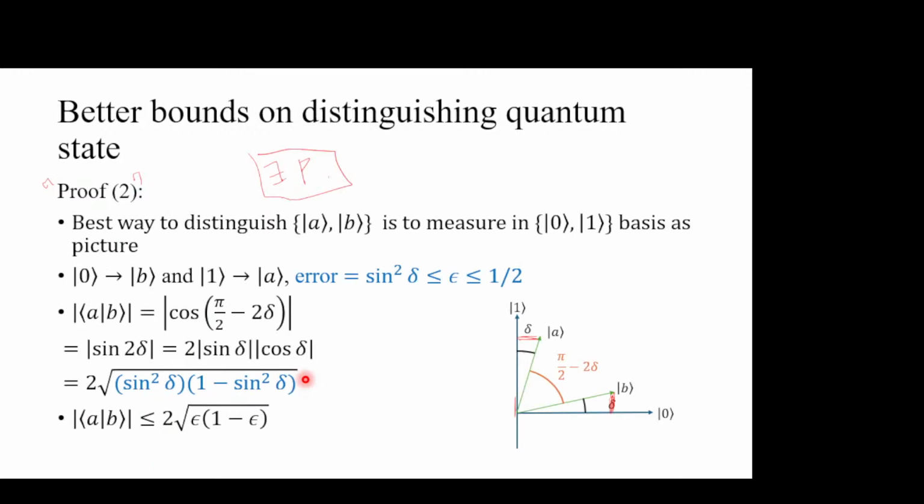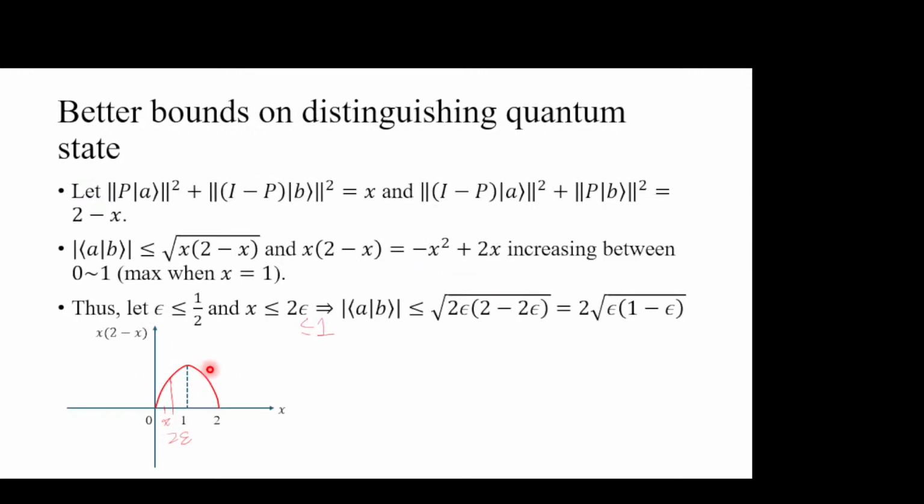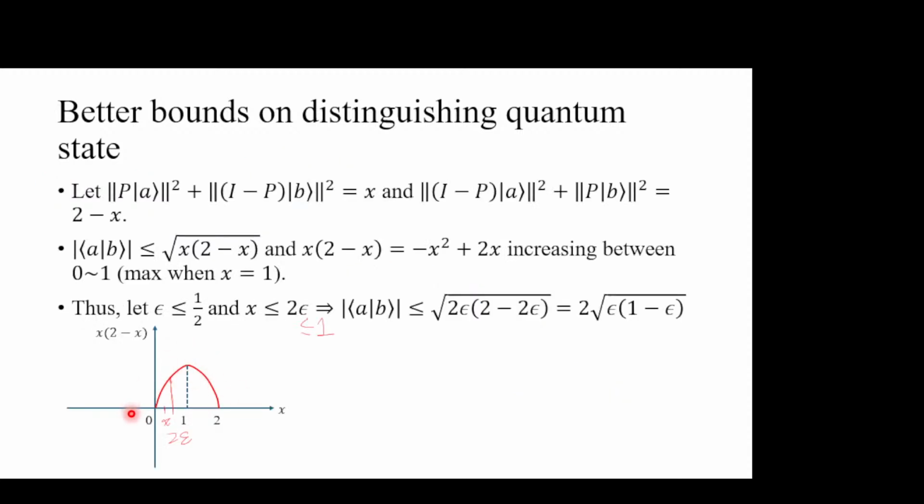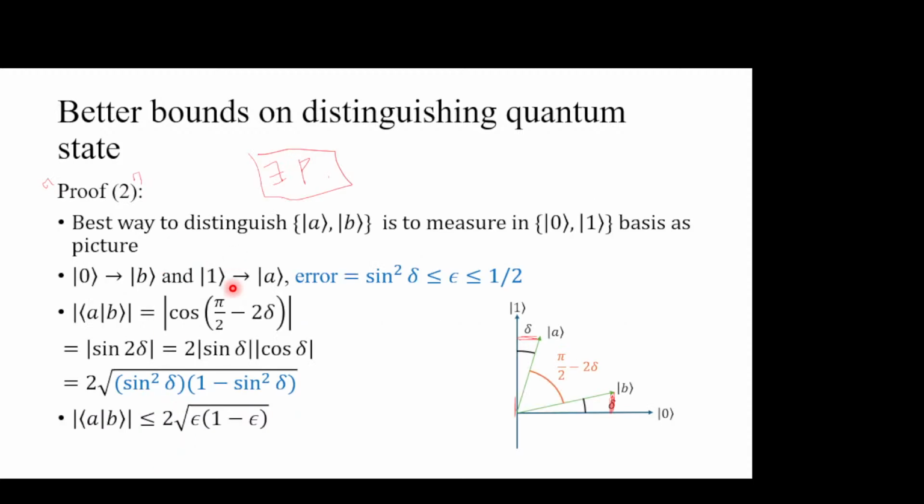Here we do basically a similar thing. Sine squared delta is less than epsilon, and 1 minus sine squared delta is basically 1 minus epsilon, so this is epsilon times 1 minus epsilon, and you can do a similar analysis as before. It's basically the same thing, but instead of x we have 2x here. So you see this thing is less than or equal to the square root of epsilon times 1 minus epsilon.